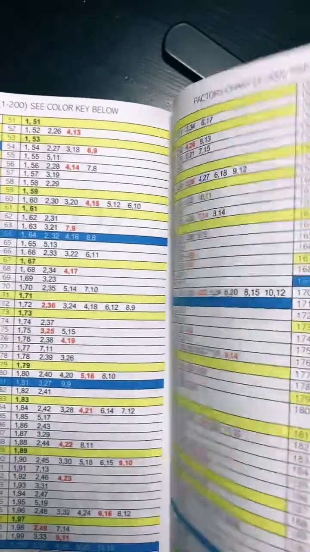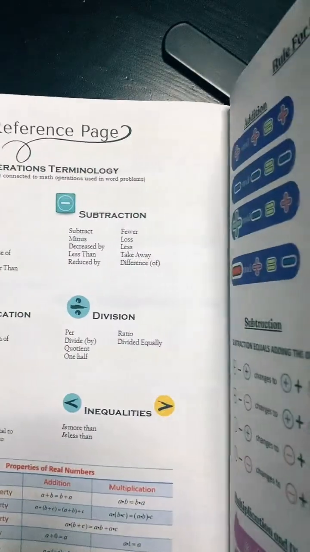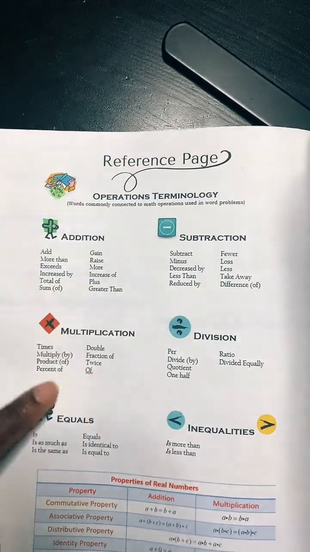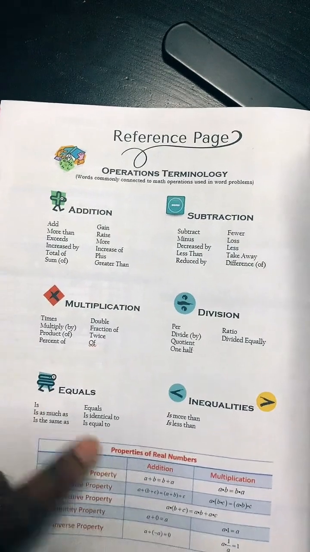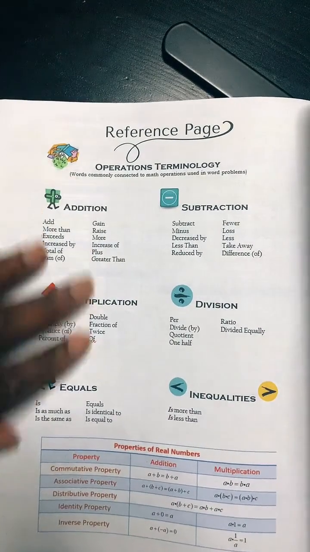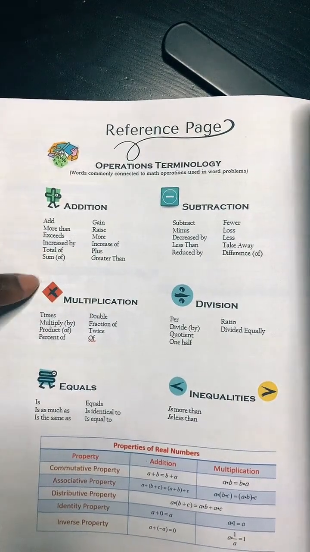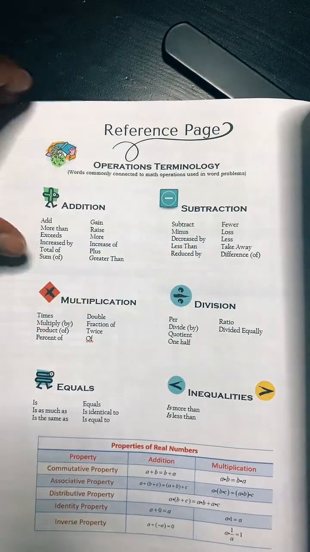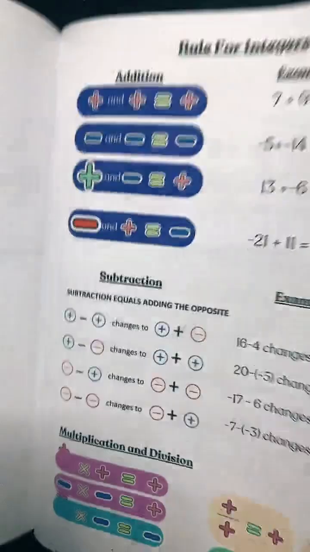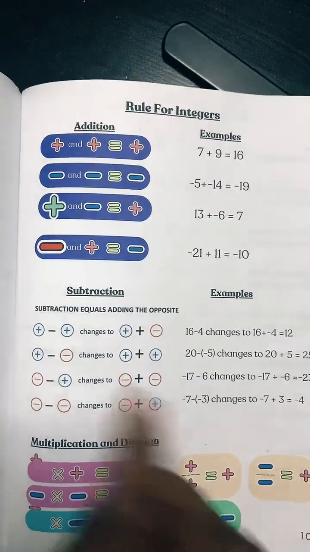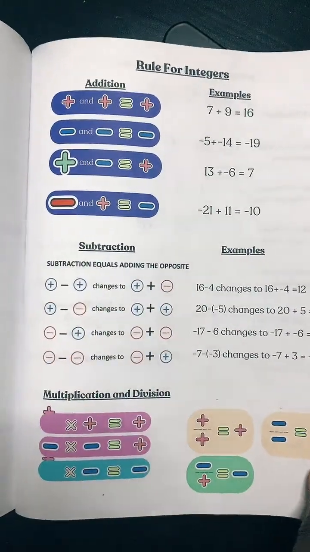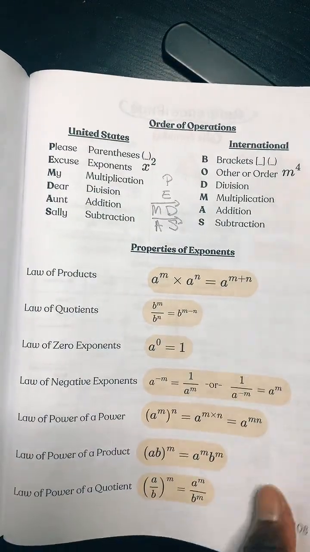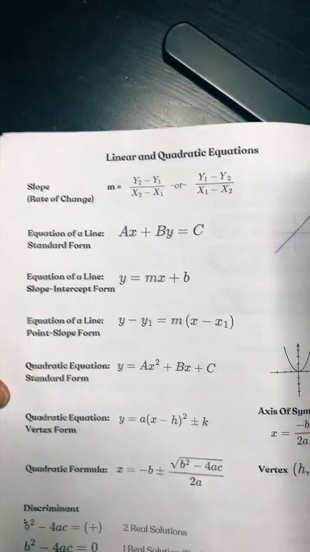I have that in addition to reference pages for adding, subtracting, multiplying, dividing, equals, and inequalities. Like, what are those most popular words? We're going to be working on this tomorrow at 1 o'clock. We're going to be using this quite a bit. And then the rules of integers: adding, subtracting, multiplying, dividing, order of operations, laws of exponents. Hey, and this looks familiar.